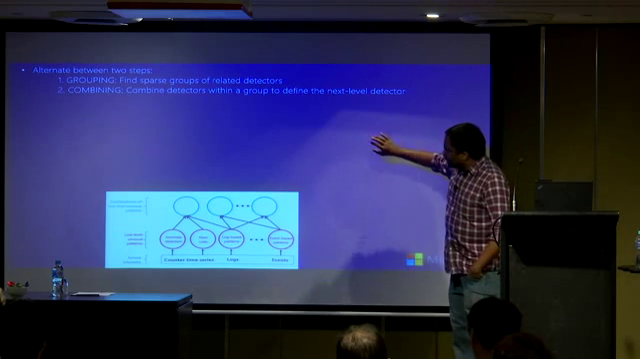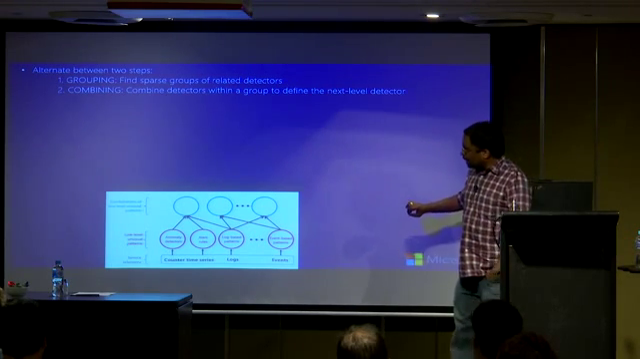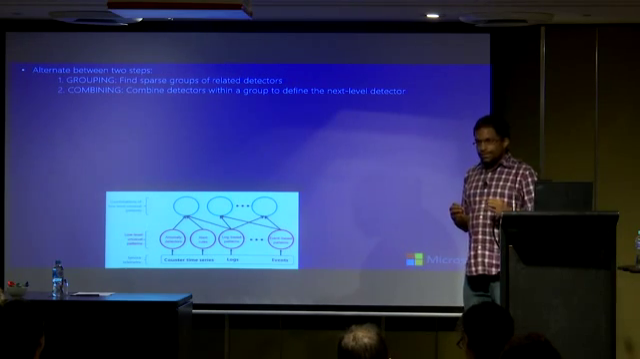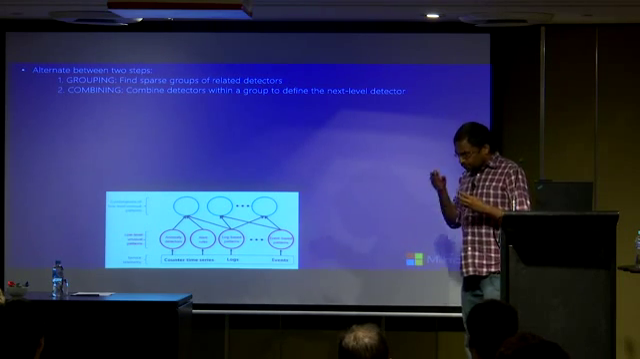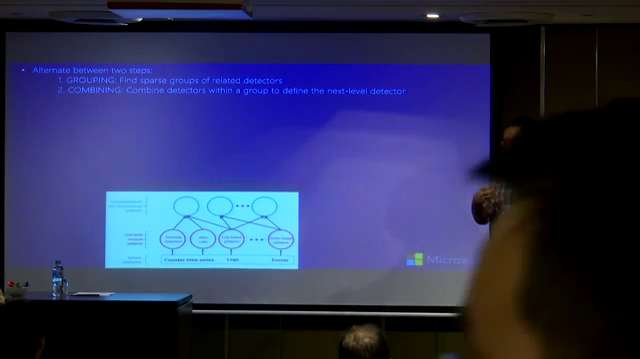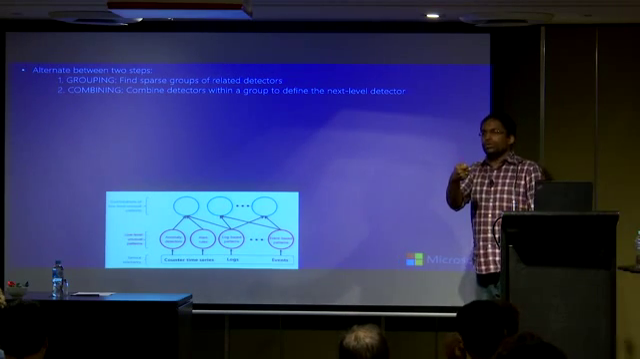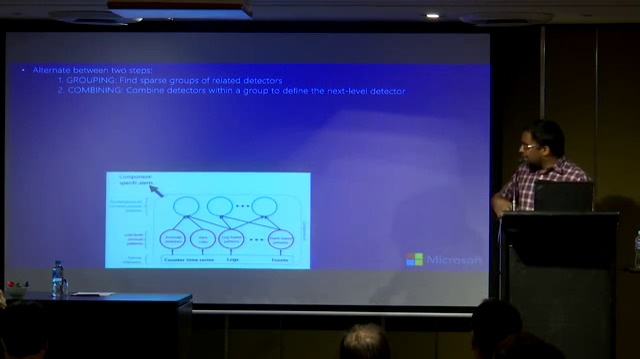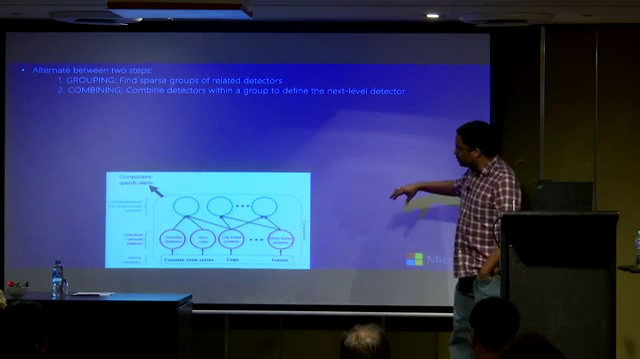So to build each level of the hierarchy, we alternate between grouping and combining. In the grouping step, we identify a group of related detectors in the current level. And in the combining step, for each of the groups that were discovered, we ask, how do we combine the scores of those detectors to define the score for the next level detector in the hierarchy? So imagine applying this in several levels to build up the hierarchy.